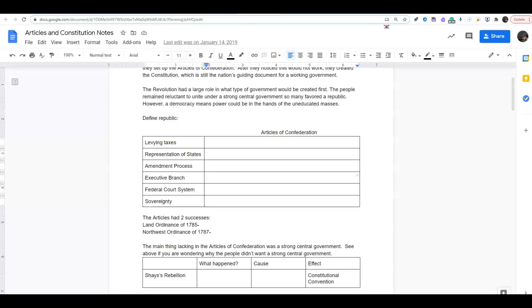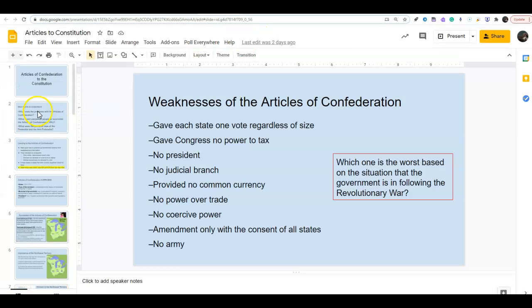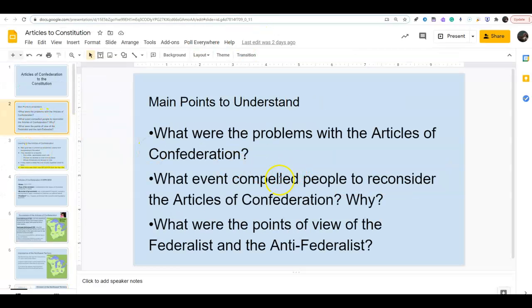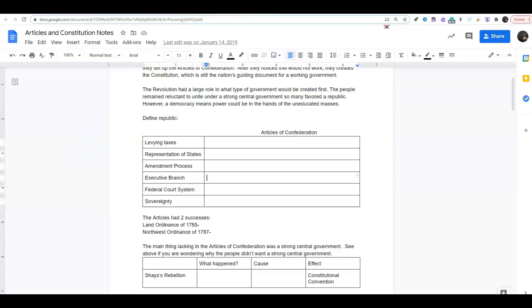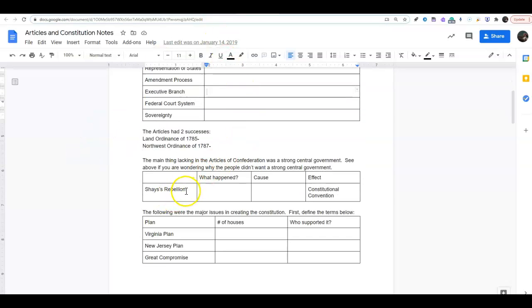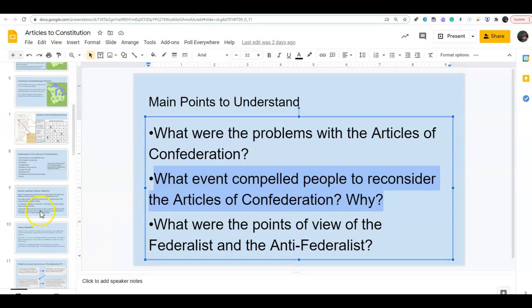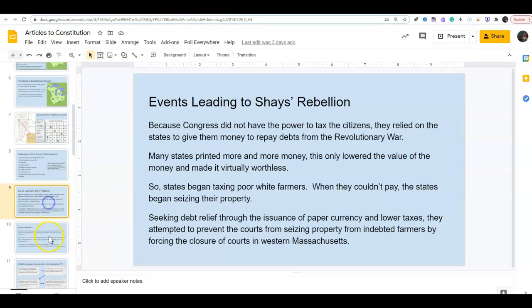Now, the last thing that I wanted you to know, if we go back up here, the last main thing for this video is what event compelled people to reconsider the Articles of Confederation. And that was Shays' Rebellion. Alright, so when you got this right here, you have what happened. I have this in your notes down here, and I have a lot of writing and stuff.